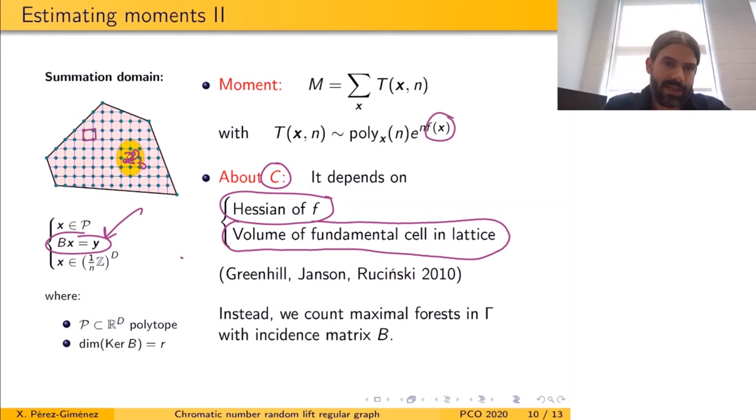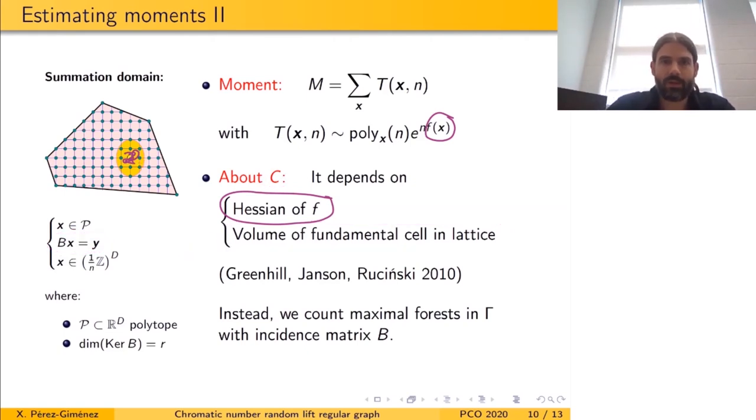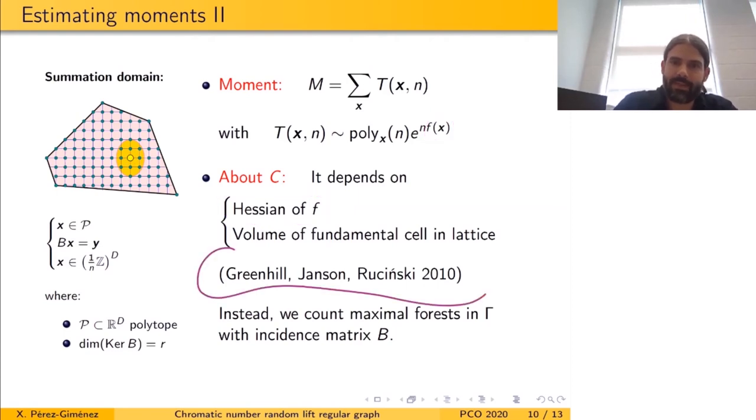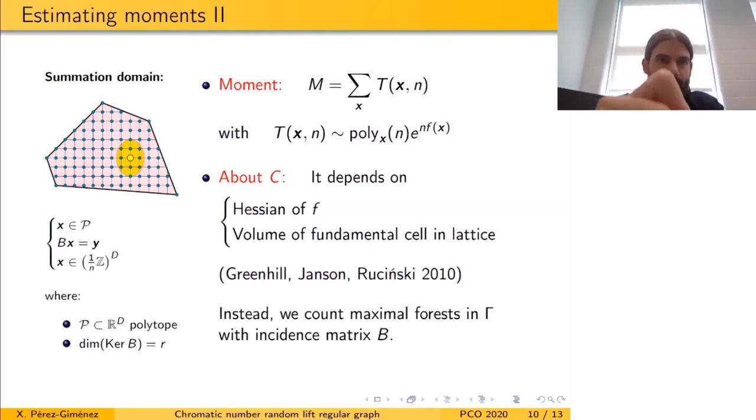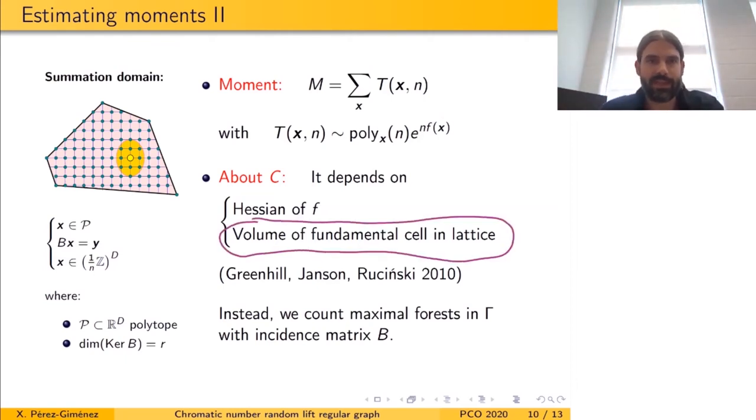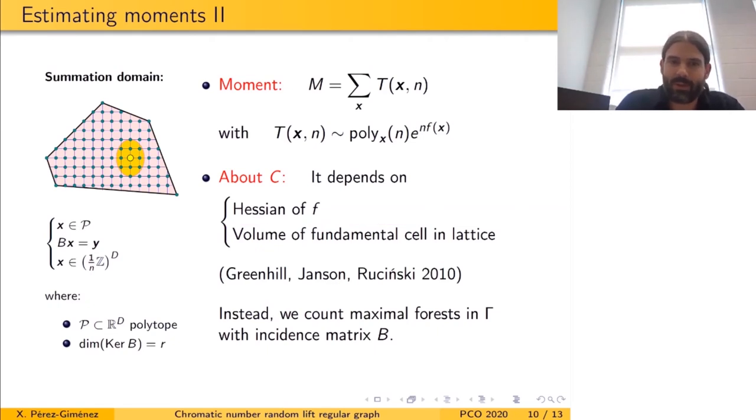So it takes some work to compute these things. This approach follows some ideas in a paper by Greenhill, Janssen, and Ruciński, but we realized that we don't like lattices. You can reformulate the volume of this fundamental lattice in terms of counting spanning trees of a certain graph. Maybe that's well known, but we didn't know that, so we thought that was cool.